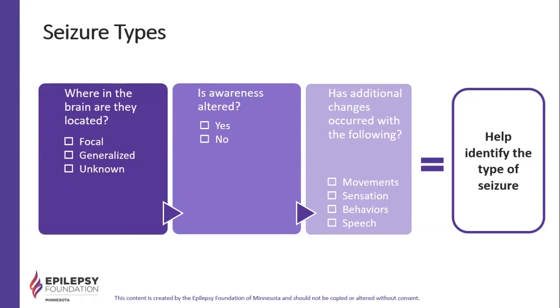Once they determine where in the brain it's located, they then look at whether there is a change in their awareness level. Are they able to talk, communicate, and respond to you in a regular way? Or is there an altered sense of awareness, or a loss of awareness where there's a loss of consciousness? The final component they look at is whether, with all of those other things, there are other changes to their speech, their behavior, their movement, or what they're sensing. All of those things together help them identify what type of seizure the person is having. A person can have one type of seizure, or they can have multiple types of seizures.